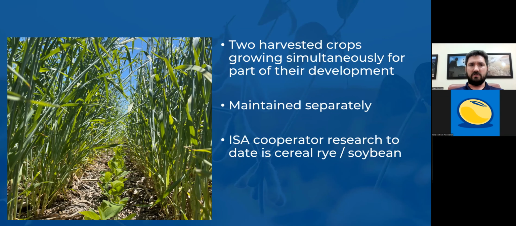So that's a good picture on the left there that gives you the gist of what we're looking at. We've got cereal rye, a small grain that was planted in the previous fall, and soybean that was planted in the spring. They're growing together at this time of the year as we approach small grain harvest time in the middle of summer, until the soybeans pass the baton and grow for the remainder of the growing season.